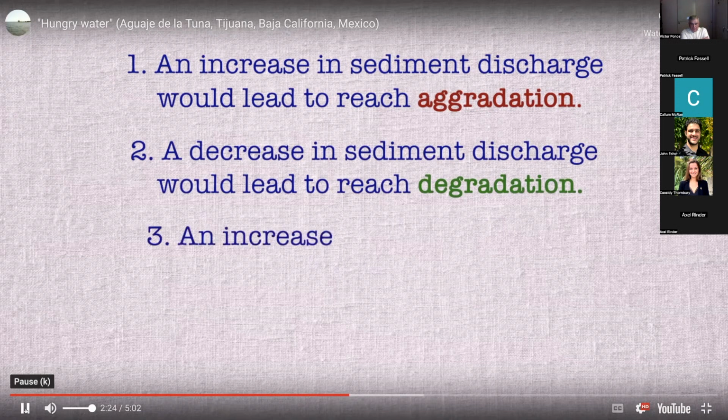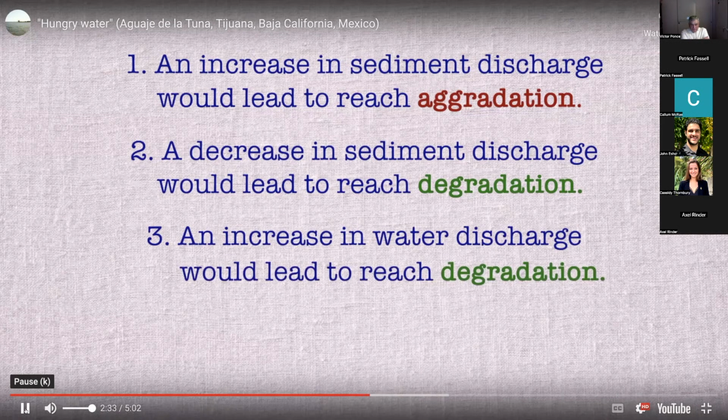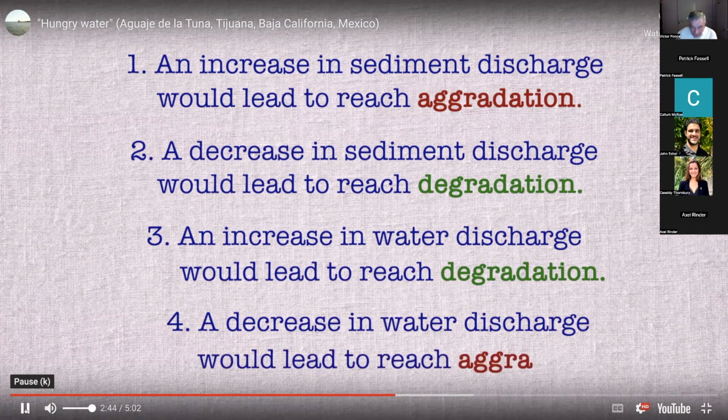3, an increase in the amount of water discharge at the upstream boundary without a corresponding increase in sediment discharge would lead to reach degradation. 4, a decrease in the amount of water discharge at the upstream boundary without a corresponding decrease in sediment discharge would lead to reach aggradation.